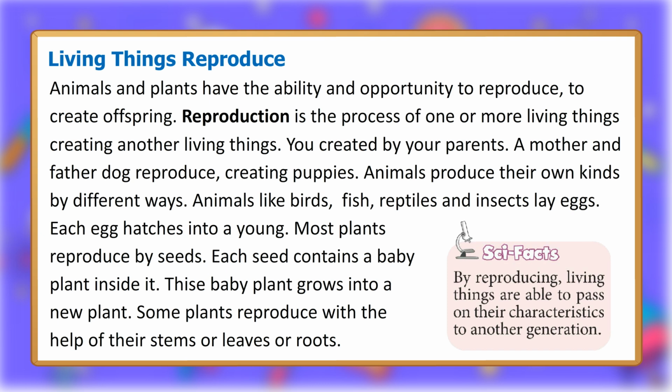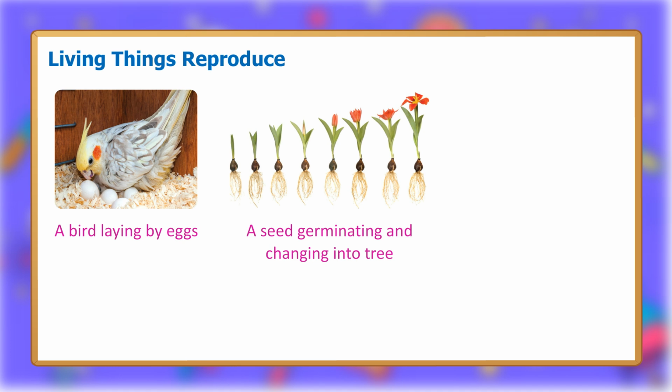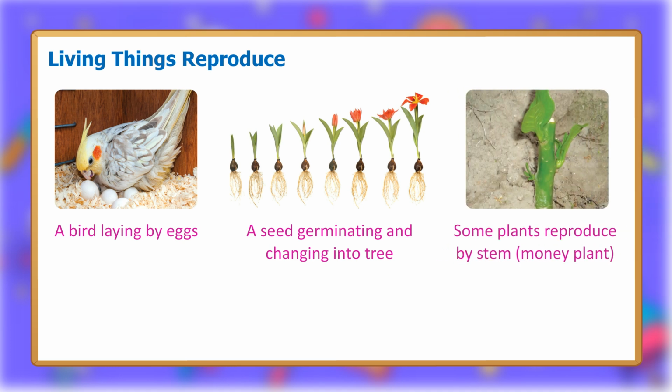Most plants reproduce by seeds. Each seed contains a baby plant inside it. This baby plant grows into a new plant. Some plants reproduce with the help of their stems or leaves or roots. Science facts: by reproducing, living things are able to pass on their characteristics to another generation. A bird laying eggs. A seed germinating and changing into a tree. Some plants reproduce by stem, like the money plant.